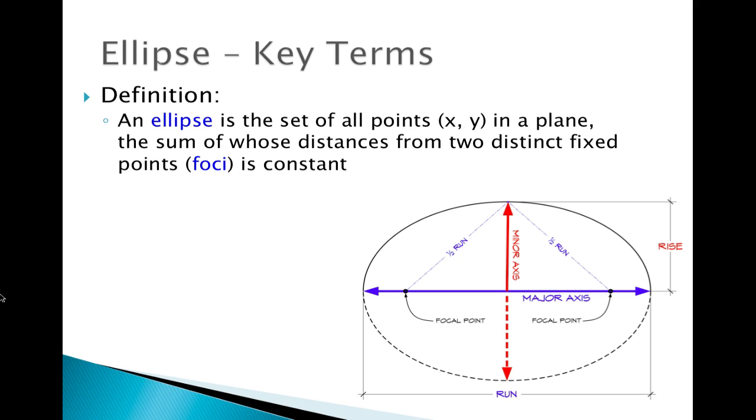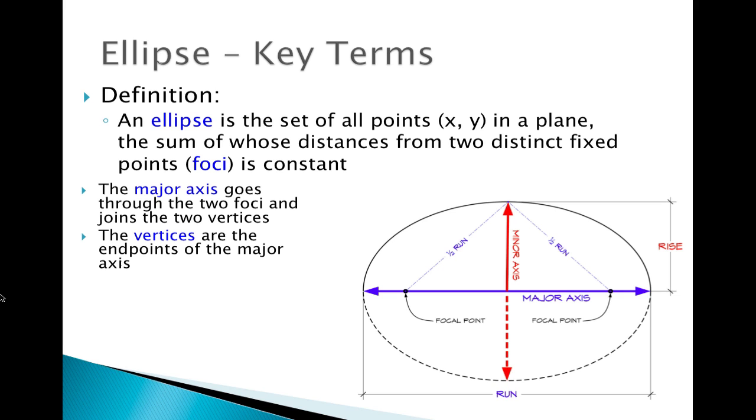And where those strings are connected to the piece of paper, those are called the focal points, or the foci. Okay, so as you can see on this diagram, we've got a major axis and a minor axis, and we've got some focal points. The major axis is going to be the longest line of your ellipse, and it's going to go through the two foci, and it's going to join the two vertices.